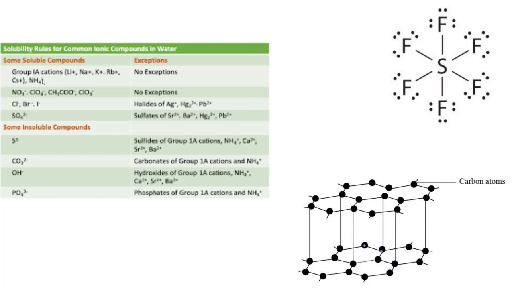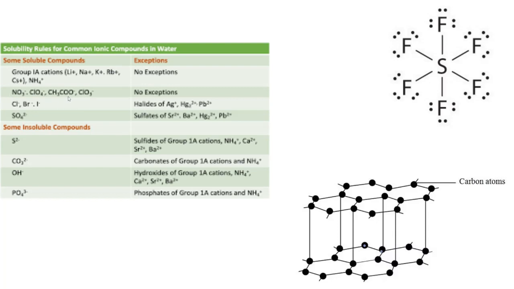So group 1A cations like Li+, Na+, K+, Rb+, Cs+, and ammonium are always soluble when in an ionic compound. There are no exceptions to this rule. And yes, I know the quality is probably kind of blurry for this image, but it's the most consistent one with the solubility rules that you'll need in Gen Chem 1, AP Chem, and just overall.